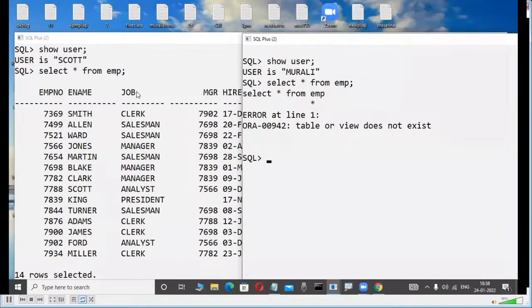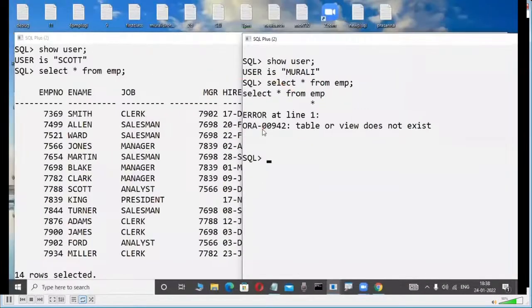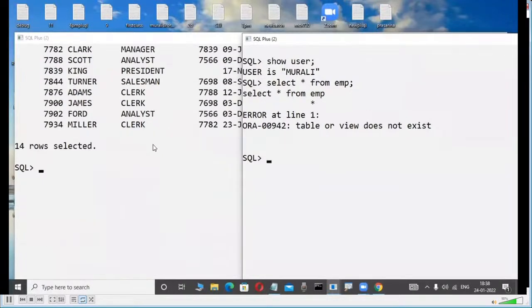If this Murali user is interested to access the Scott user table, for example, first the Murali user requests, for example, the Murali employee requests the Scott employee: please give me your table. I am using some information from your table in my project. They are requesting, for example. Whenever the Murali employee requests the Scott employee for accessing the EMP table only.